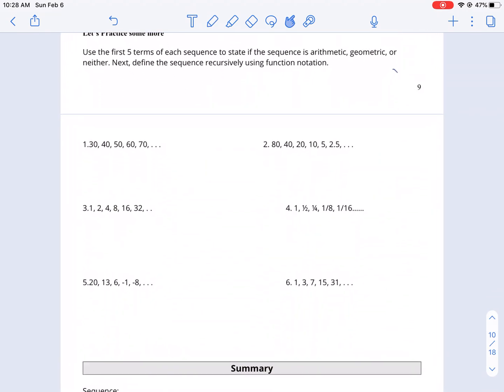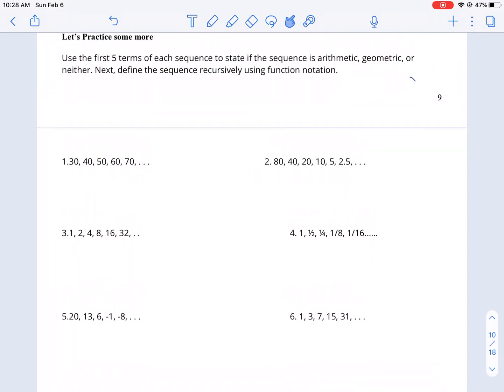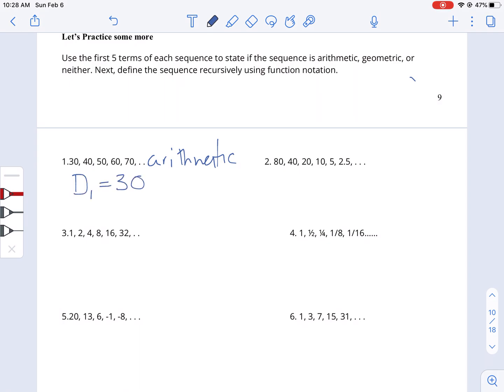So now we're going to practice writing these recursively and decide if they're arithmetic or geometric. So 30, 40, 50, 60, 70. We're adding, so that one's going to be arithmetic. And the way we write a recursive sequence is we start with our first term. So our first term is 30. And then to get any term, we take the previous term and we add 10 to it.